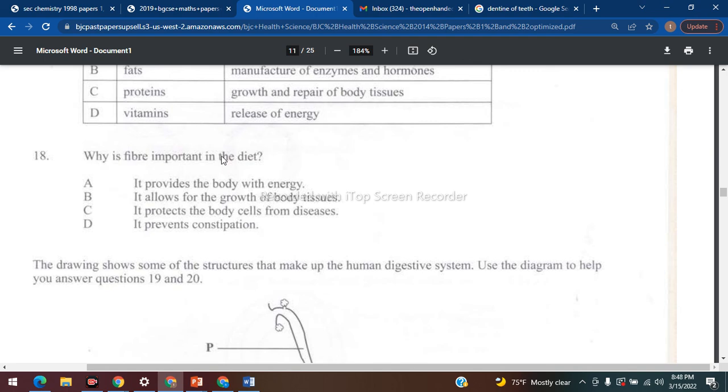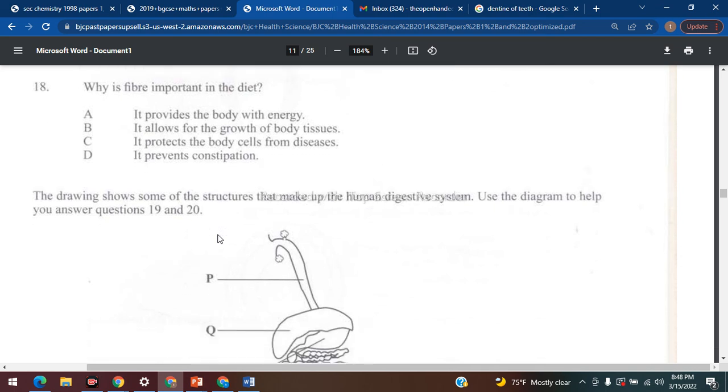Why is fiber important in the diet? Because it prevents constipation. That's why it's important to eat food that is high in fiber, so that you are able to pass. Like a banana, oatmeal, oats, nuts, stuff like that.